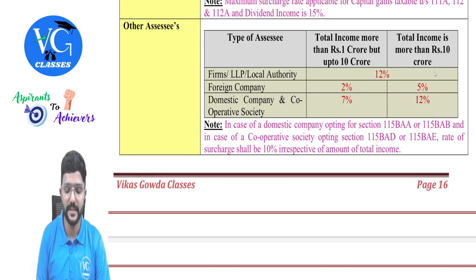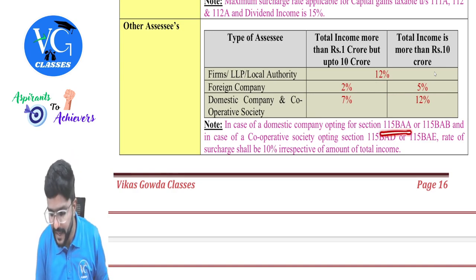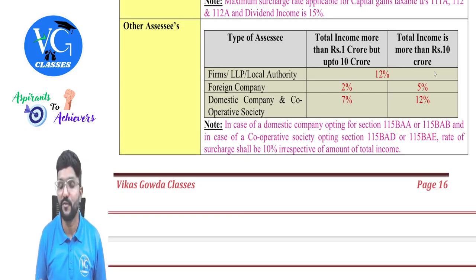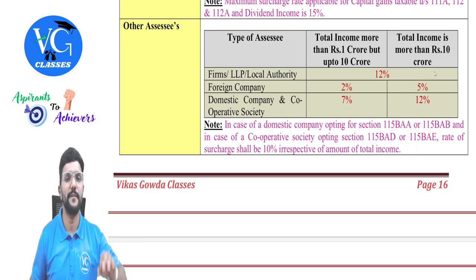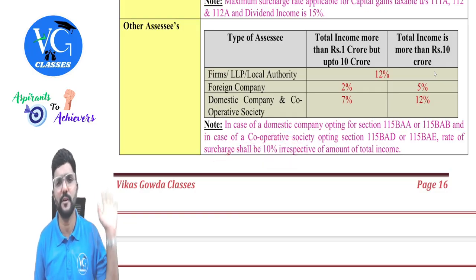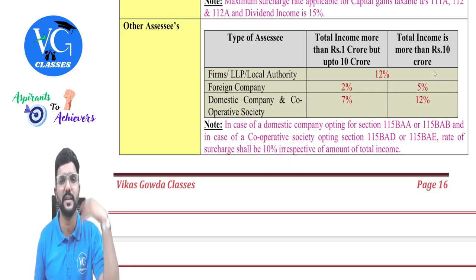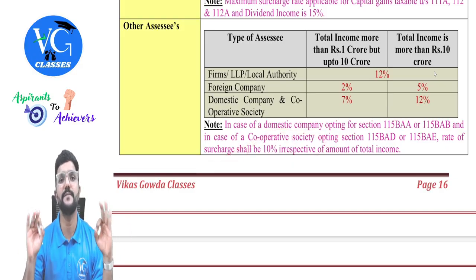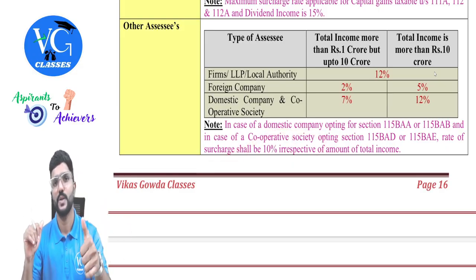Whereas, if a domestic company is following the optional scheme given under section 115BAA or BAB, or if it is a resident cooperative society following the optional scheme given for them under section 115BAD or BAE, for them surcharge is always fixed at 10%, irrespective of the income, whether they have 1 rupee income, 1 lakh income, 1 crore income, 10 crore income, doesn't matter. Surcharge is 10%, which is fixed, guys. Got it?